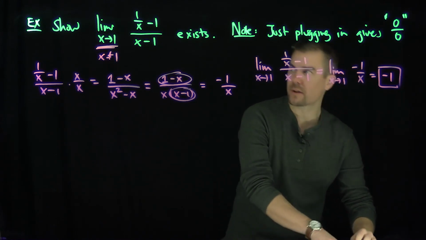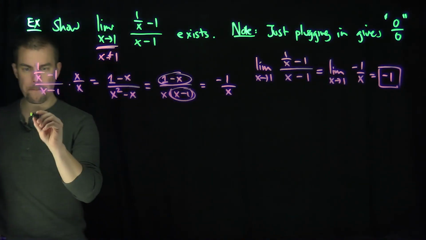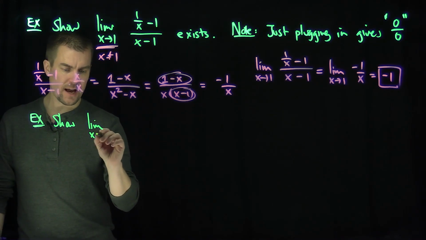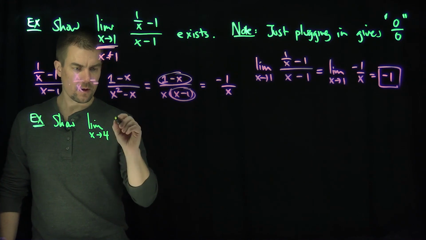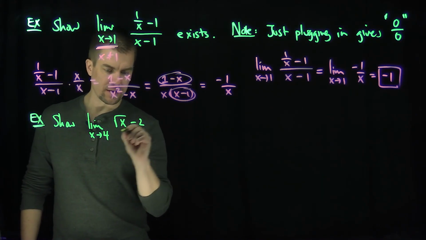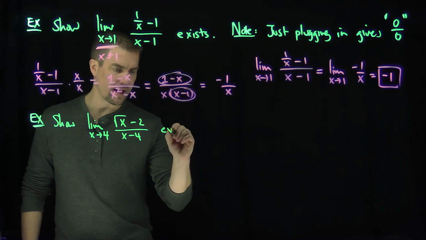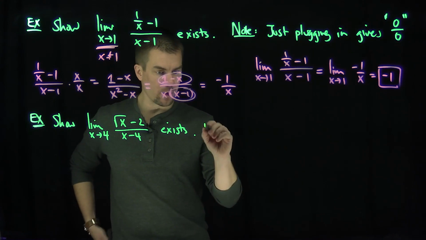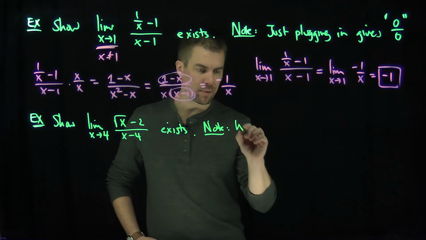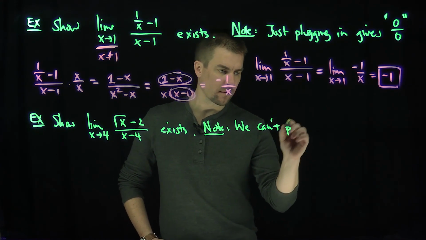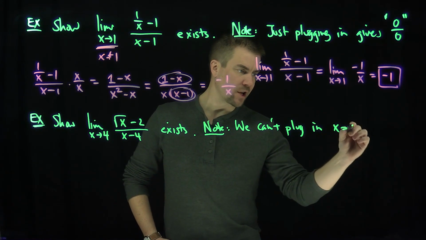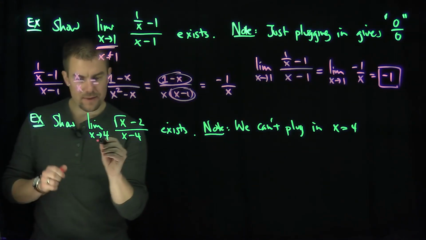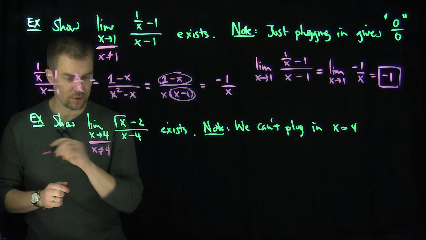Let's see another example of something similar to this. Let's show that the limit as x approaches 4 of (the square root of x minus 2) over (x minus 4) exists. Again, note we cannot plug in x equals 4, because for limits, the formal definition of a limit means that x is not allowed to be equal to 4.